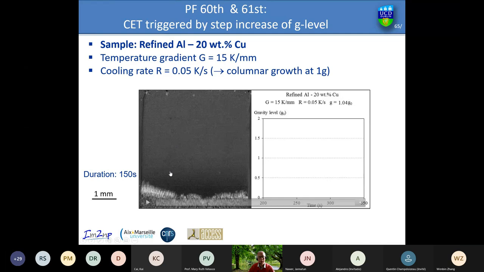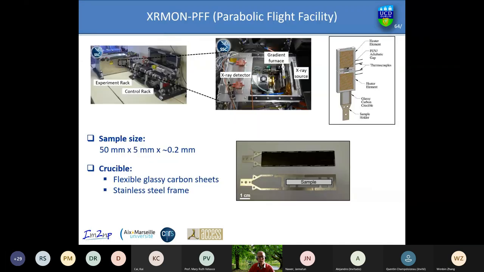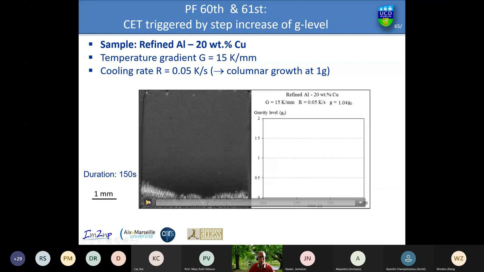What I'm going to show here is the video of the solidification. And on the right is the G levels at the same time. So they're both synchronized. And you can see that this will follow what happened in the flight. And it's an example of one parabola. So we start off at 1G, solidifying from the bottom. And then the pilot's going to pull up. And we get 2Gs coming up soon there.